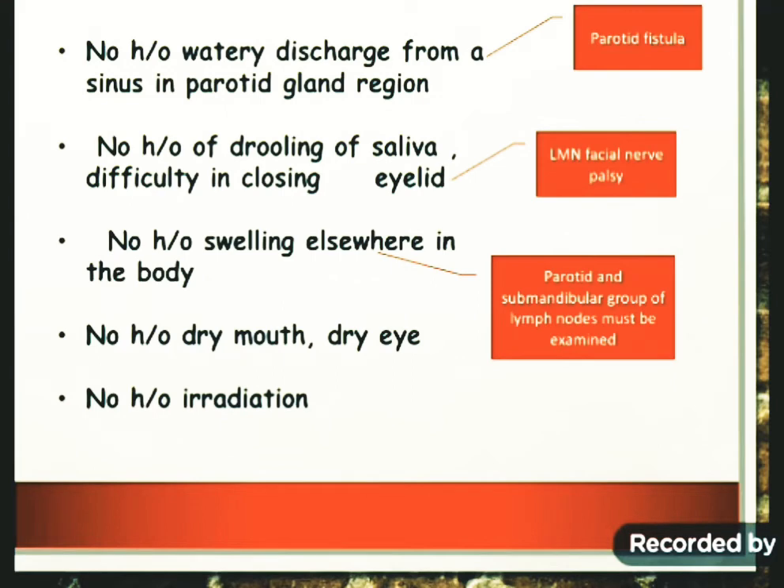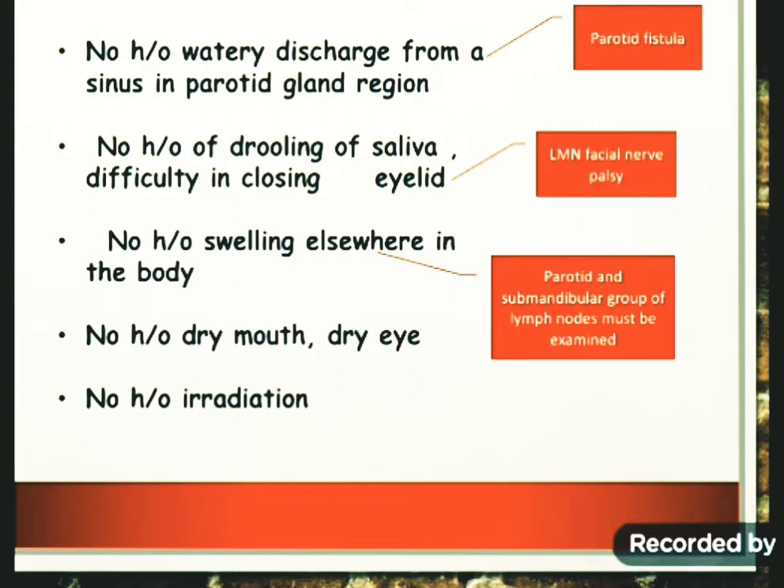That is also not there. Then no history of dry mouth and dry eye. You know what it is. It is Sjogren's syndrome. In Sjogren's syndrome, there is a triad: xerostomia, xerophthalmia, and rheumatoid arthritis. These three are the triad of Sjogren's syndrome. That is also not present.